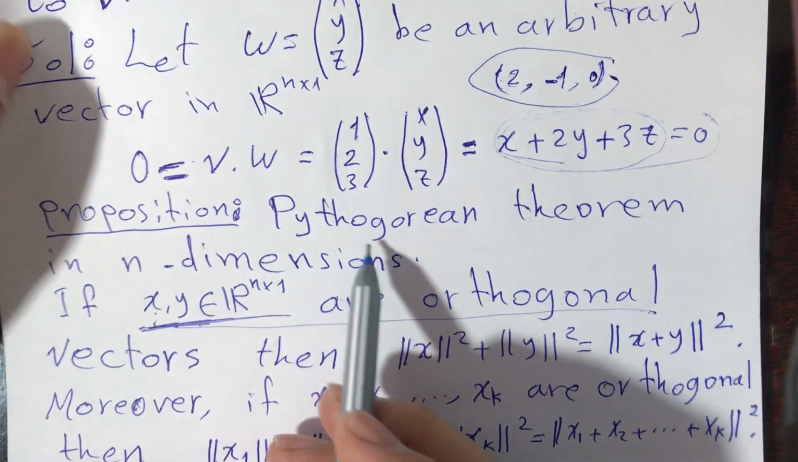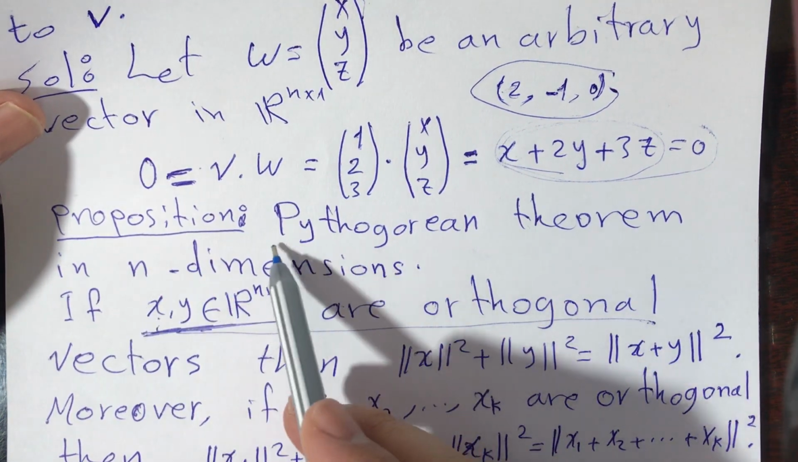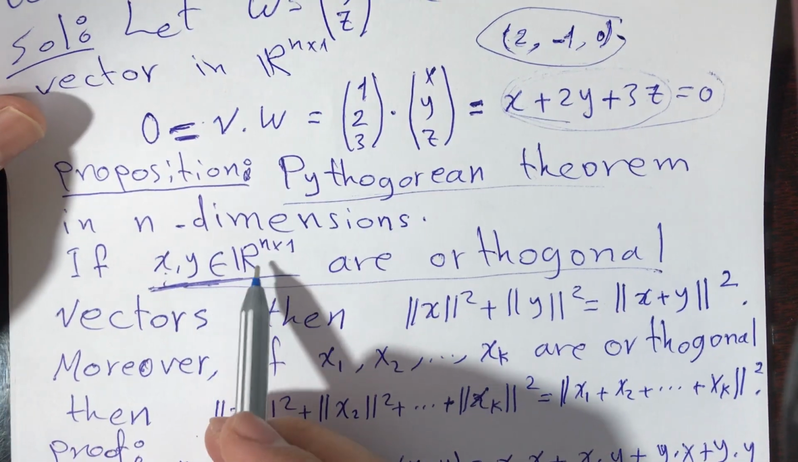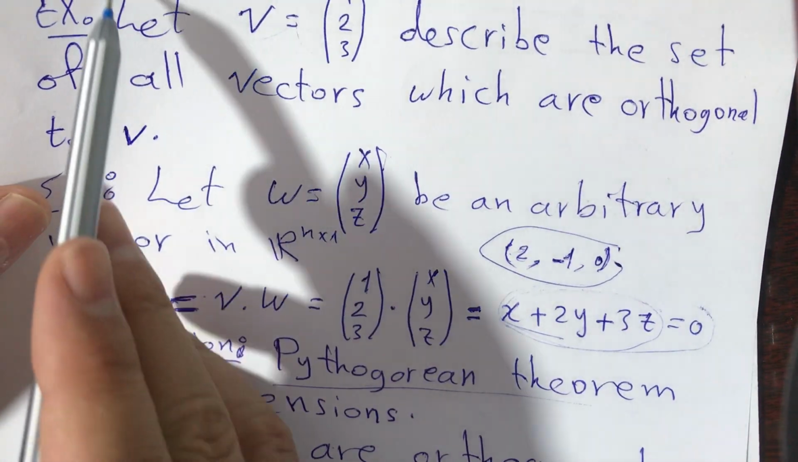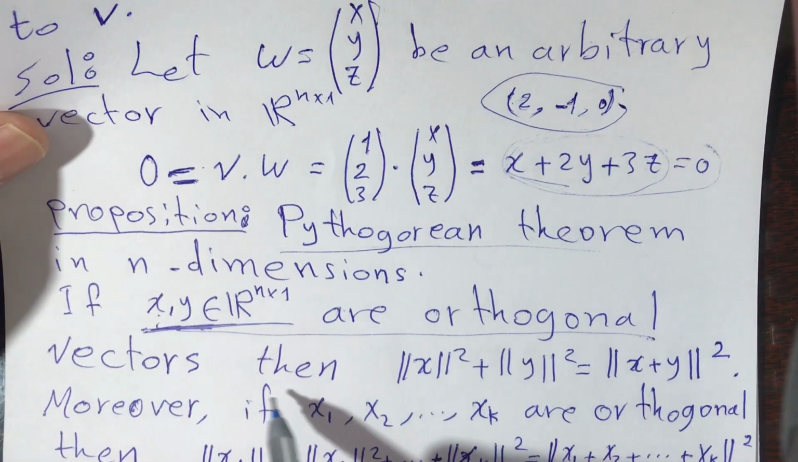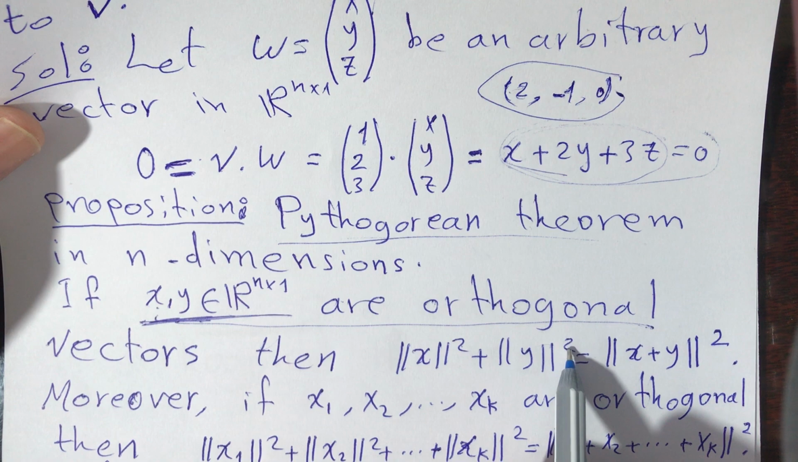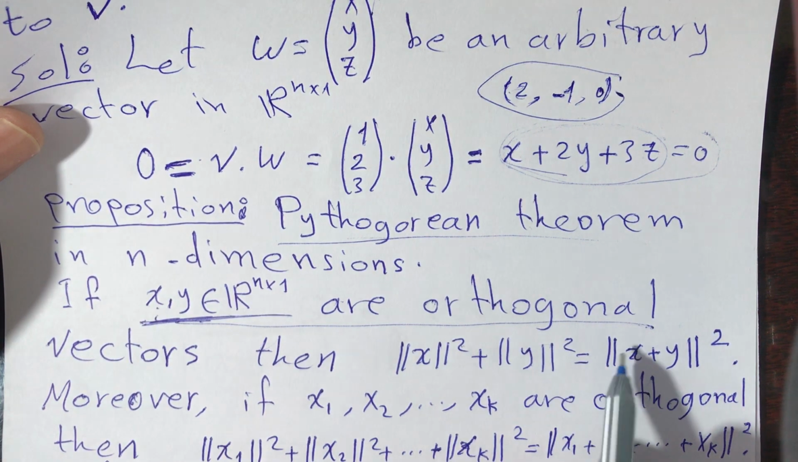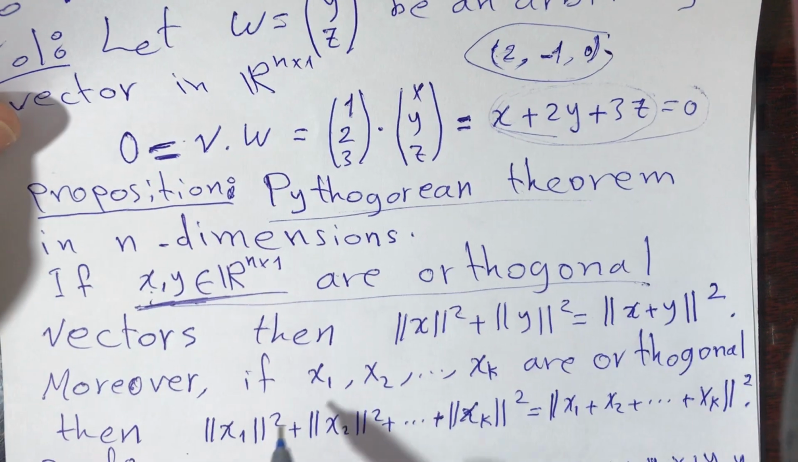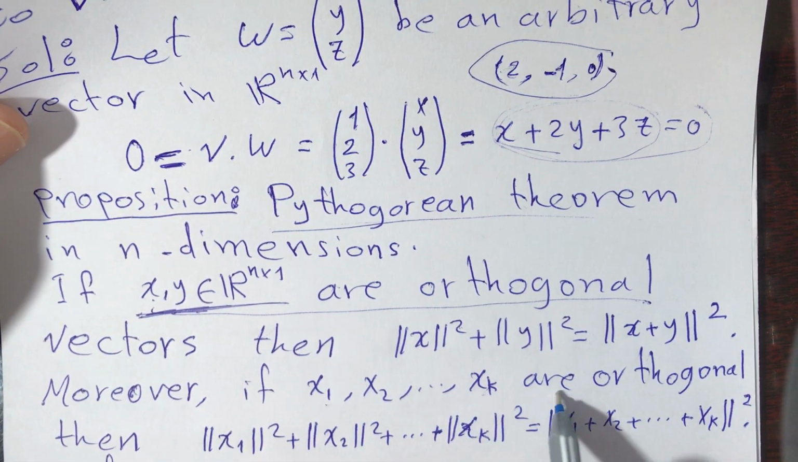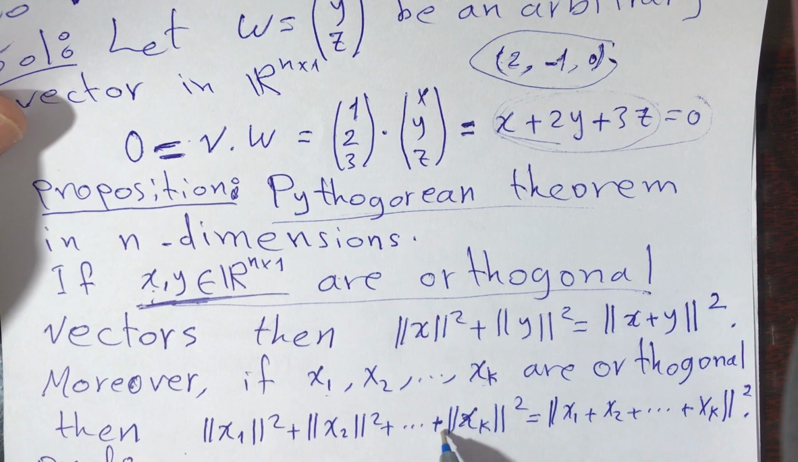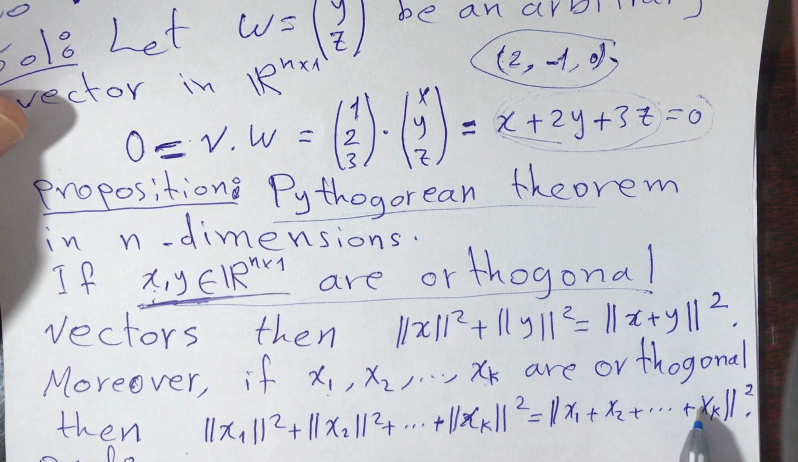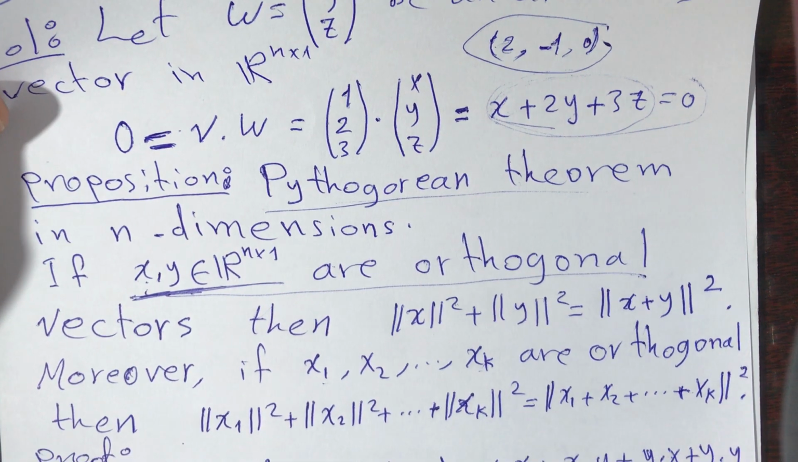Now, proposition: Pythagorean theorem in n dimensions. If x, y belong to R^(n×1) and are orthogonal, that means the dot product between them equals 0, then norm x squared plus norm y squared is equal to norm of x plus y, squared. Moreover, if x1, x2, until x sub k are orthogonal, then norm x1 squared plus norm x2 squared and so on until x sub k squared will be equal to norm of x1 plus x2 and so on to x sub k, squared. And the proof is easy.